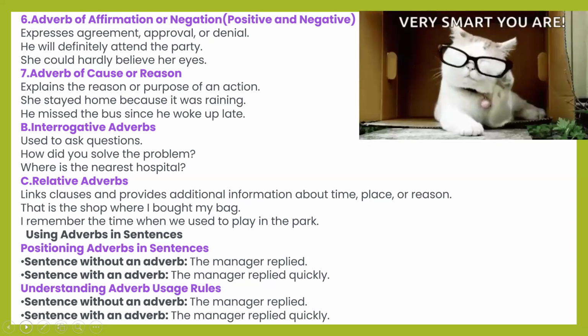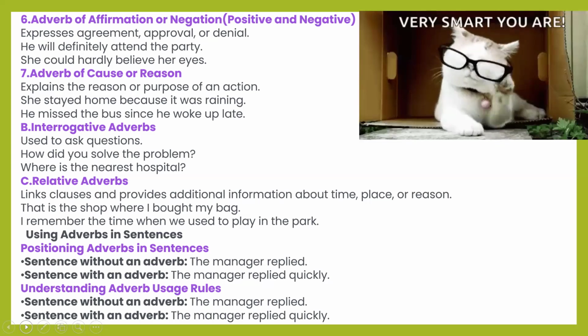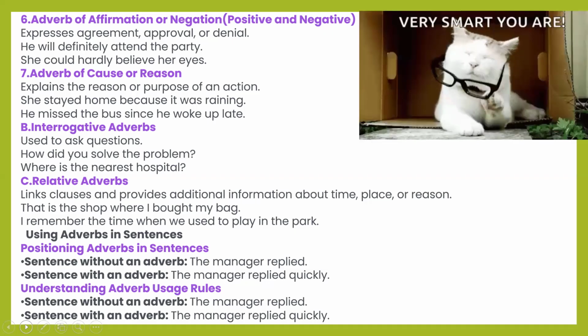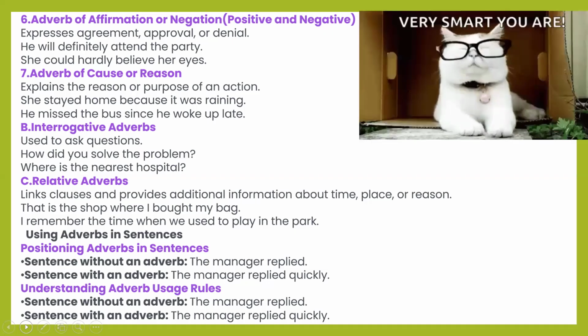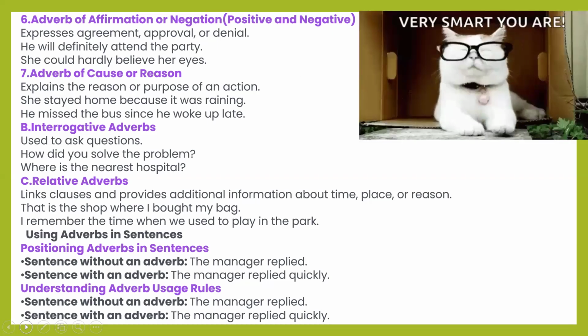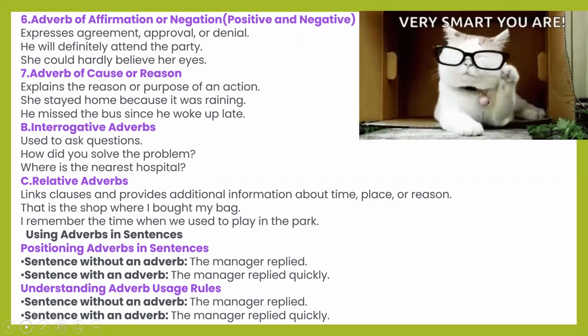Interrogative adverbs are used to ask questions, used in interrogative sentences. How did you solve the problem? Where is the nearest hospital? So how and where are interrogative adverbs. Relative adverbs link clauses and provide more information about time, place, or reason. That is the shop where I bought my bag. I remember the time when we used to play in the park. When is a relative adverb. Where is a relative adverb.